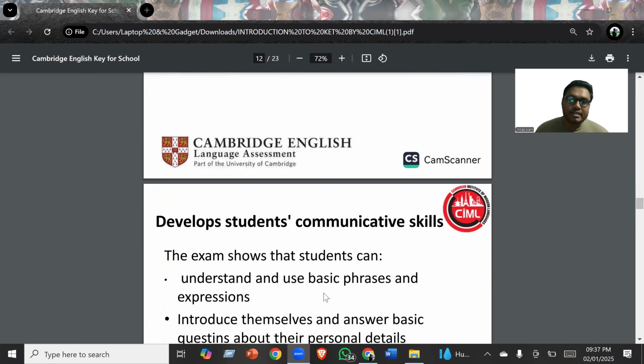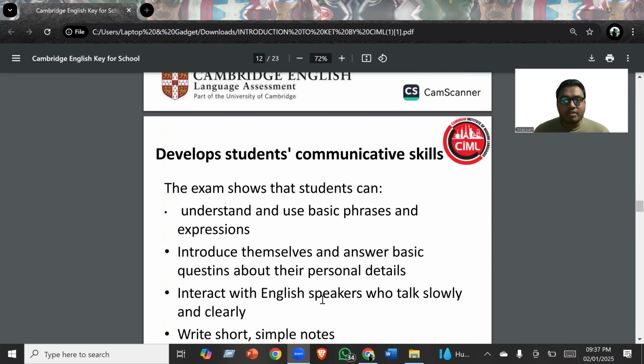Going to the next page, and that is develops students' communicative skills. Of course, the exam shows that students can understand and use basic phrases and expressions. So when you are trained in these Cambridge areas, you will see that you can express basic phrases or expressions related to situations. Whenever you face some situations, your basic skills about these phrases and expressions will automatically be upgraded, and it will be really helpful for you to express these things in public or in open situations.